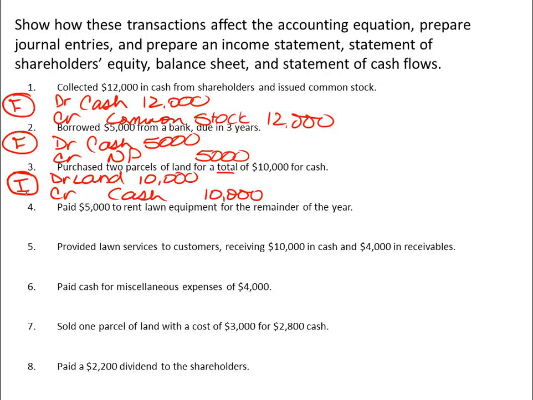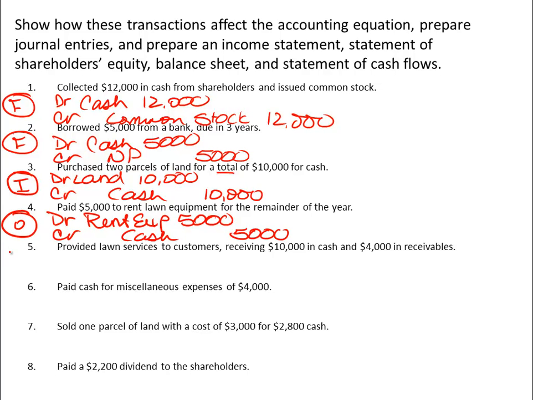Number 4, paid $5,000 to rent lawn equipment for the remainder of the year. So here we're not buying lawn equipment. We have rent expense on that lawn equipment for $5,000. Credit cash, $5,000. Since that cash outflow was going for rent or an expense, that's a normal operating activity, and you'll remember operating activities are changes in current assets, current liabilities, or things that would change on the income statement. In other words, revenues and expenses.